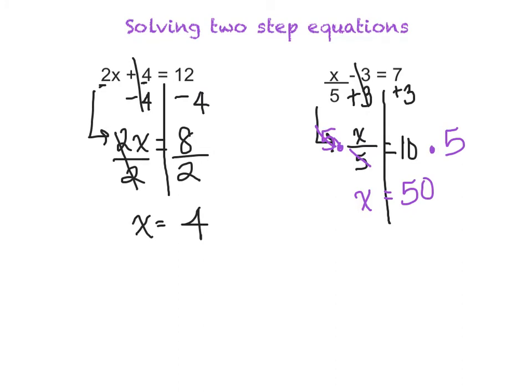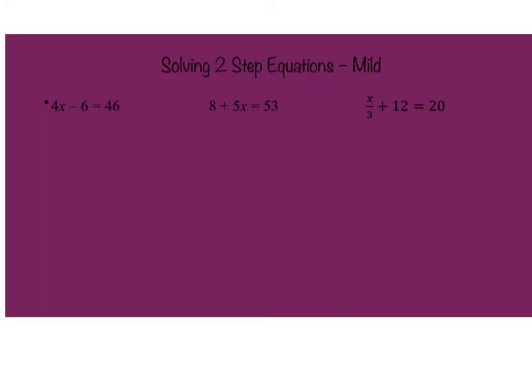Again, solving equations, we always want to get the variable by itself. We always use inverse operations. And we always get rid of the constant first, the number completely by itself. Use the first two examples to help you solve these problems. Solve number 1 and then enter your answer.